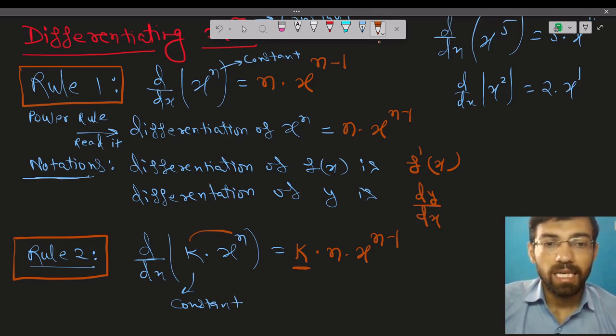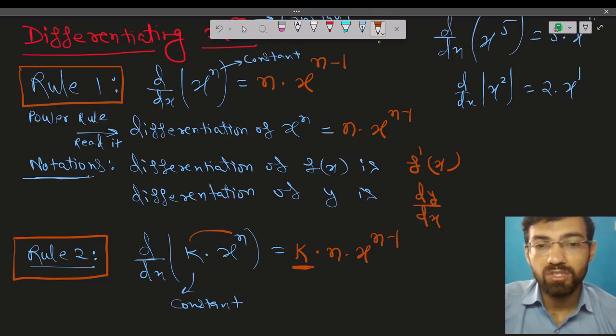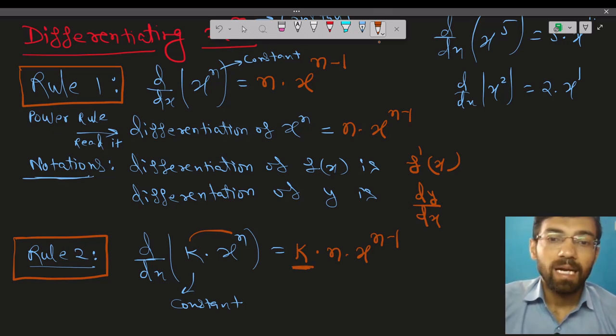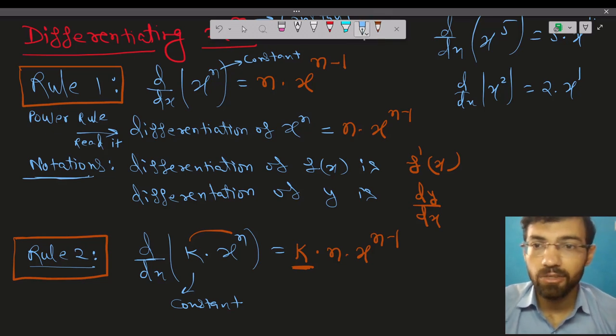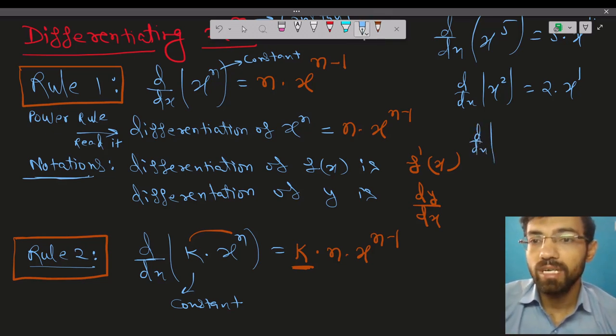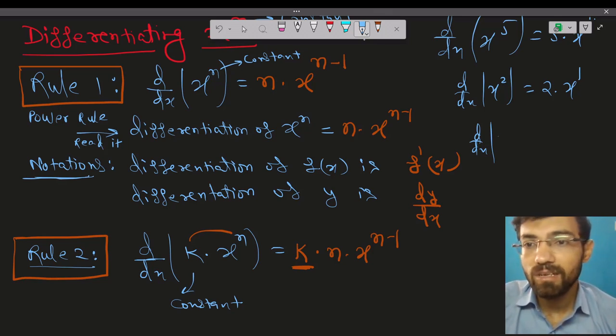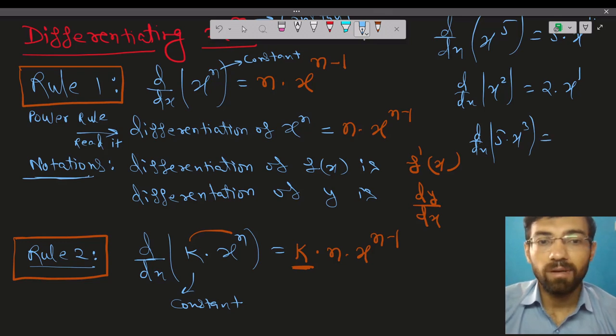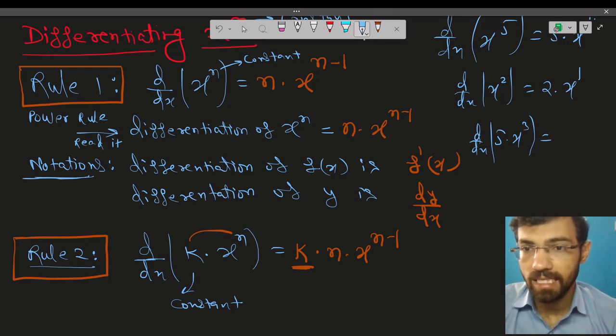Okay, for a constant k multiplied by x raised to n, you will keep the constant k as it is, and the differentiation of x raised to n is n x raised to n minus 1. Let us do one example based on this also. Let me see whether you can solve it: d upon dx of 5 into x raised to 3. Is it in this form, k into x raised to n? Yes, here k is a constant.